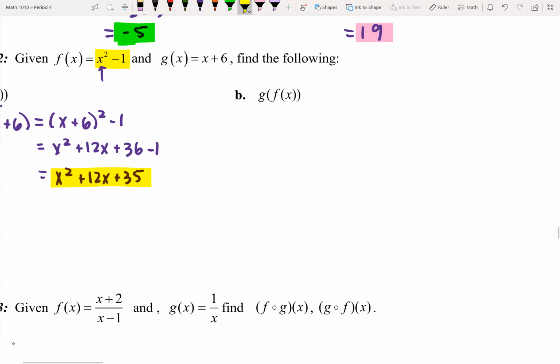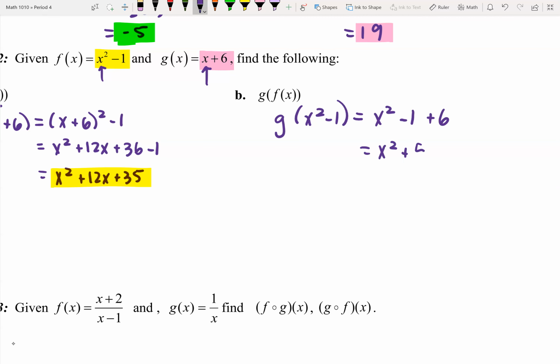Okay, let's do B. g of x squared minus 1. So I'm going to go into this g of x, which is the pink one, right here where I see that x, I'm going to put in x squared minus 1. So it's x squared minus 1 plus 6. So that gives us x squared plus 5. That's my answer. Done.